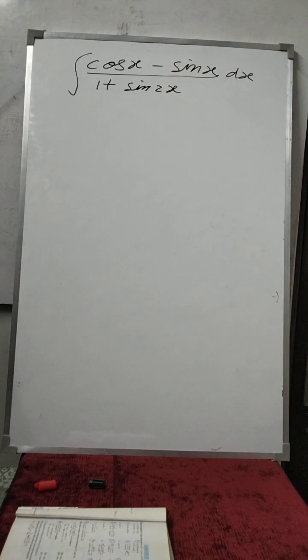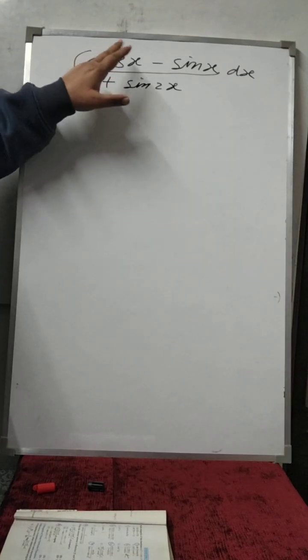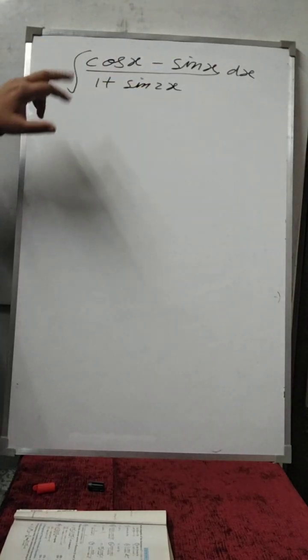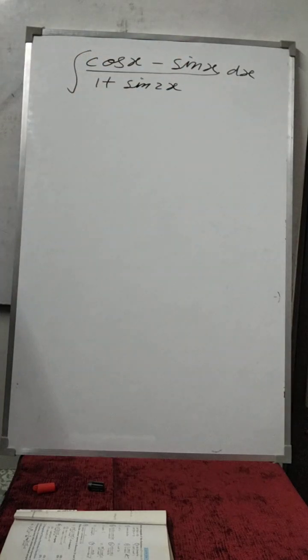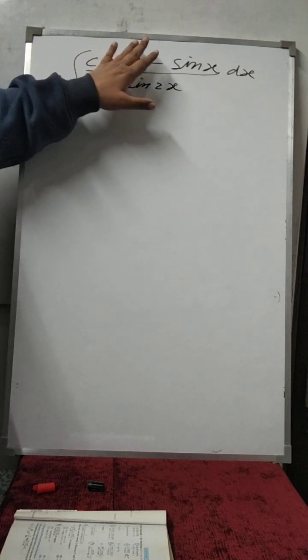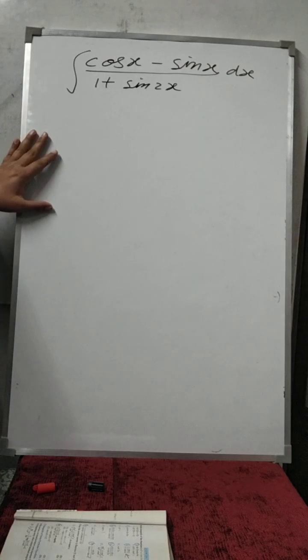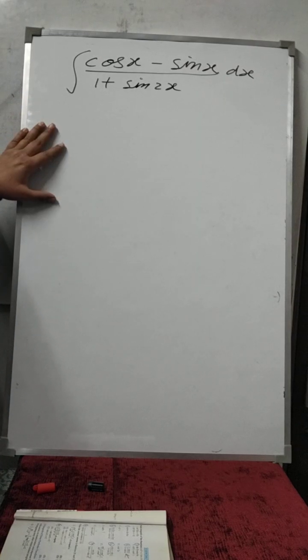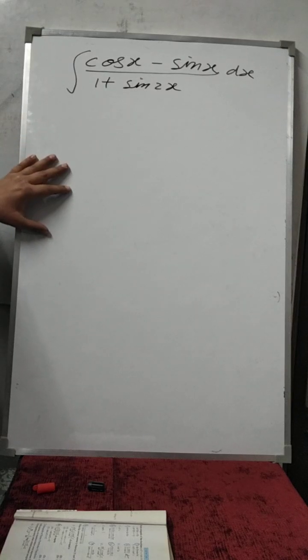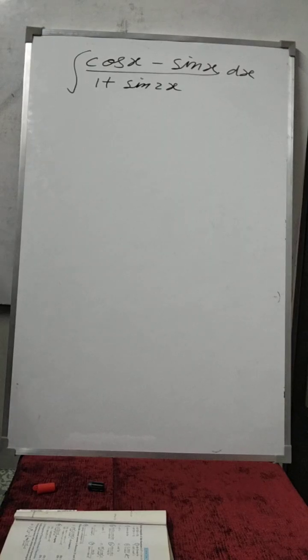In these types of questions, what I want to tell you, friends, is that whenever in the numerator we have cos x minus sin x, or sin x minus cos x, or sin x plus cos x, which means any combination of sin x and cos x in the numerator, and in the denominator we have sin 2x, then it is a standard question.